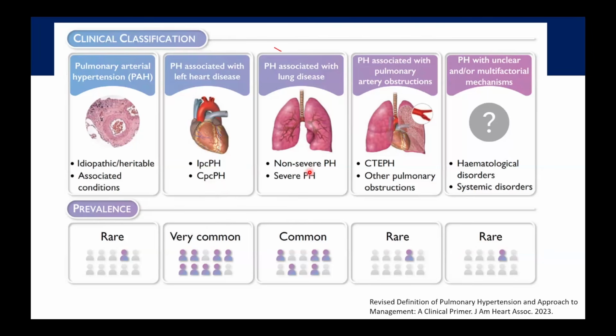Group 3 pulmonary hypertension or PH associated with lung disease, so patients with COPD or chronic untreated OSA, for example. Group 4 pulmonary hypertension, which is PH associated with pulmonary artery obstruction, so think of chronic thromboembolic pulmonary hypertension. And group 5, which is basically multifactorial or unknown mechanisms of PH.